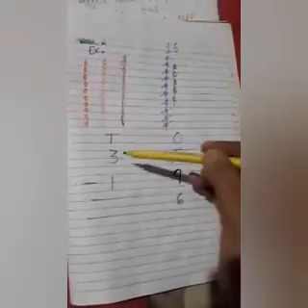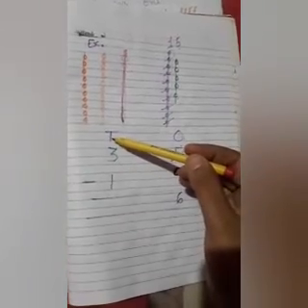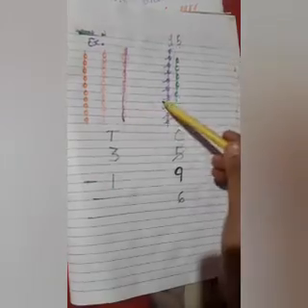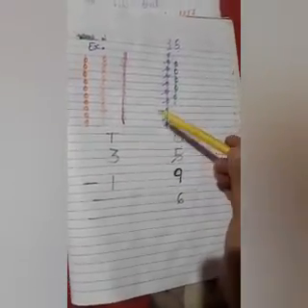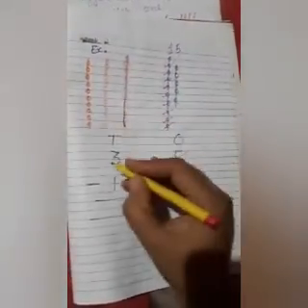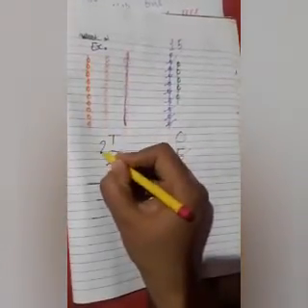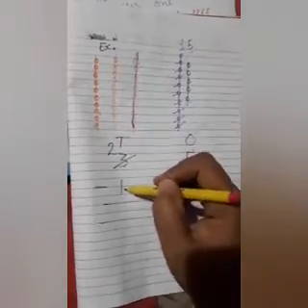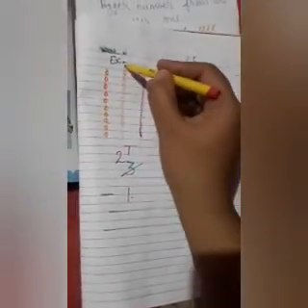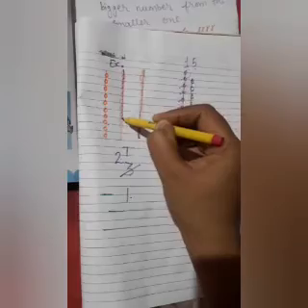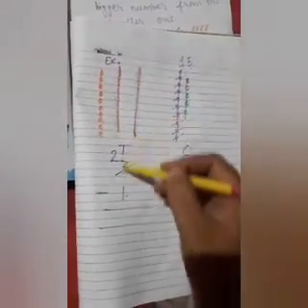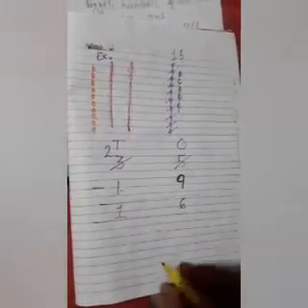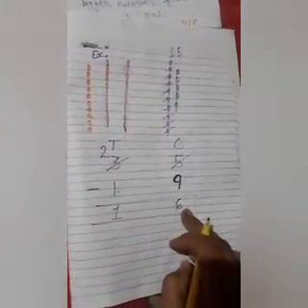Now we are going to the 3. Here was 3 tens. Now we gave 1 ten to the 15. Now we have 2 tens. From the 2 tens we have to minus 1 ten. We subtract 1 ten from 2 tens. So we get 1 ten. So our difference is 16.